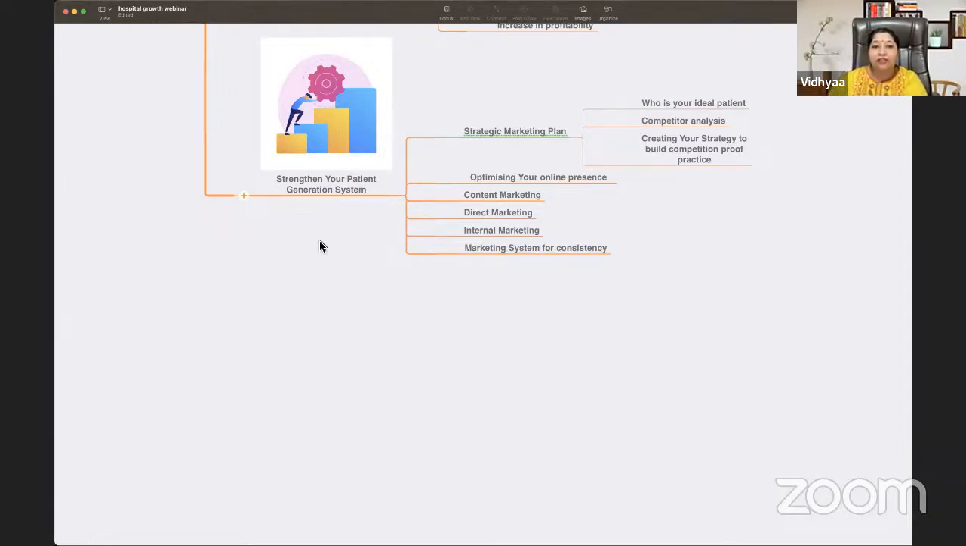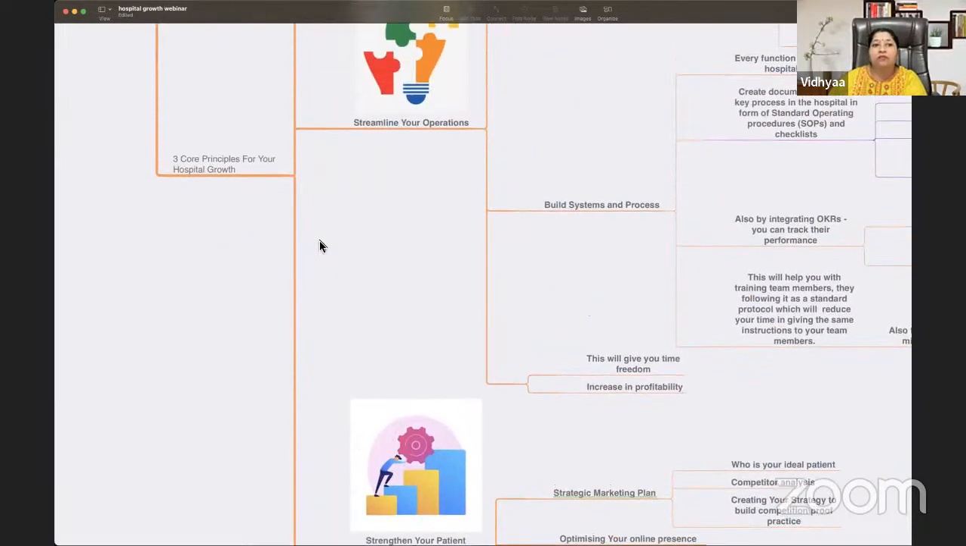So these are the three principles with which you will be able to grow your practice, grow your hospital, and you will be able to reduce the challenges or the pain points that you're facing right now.